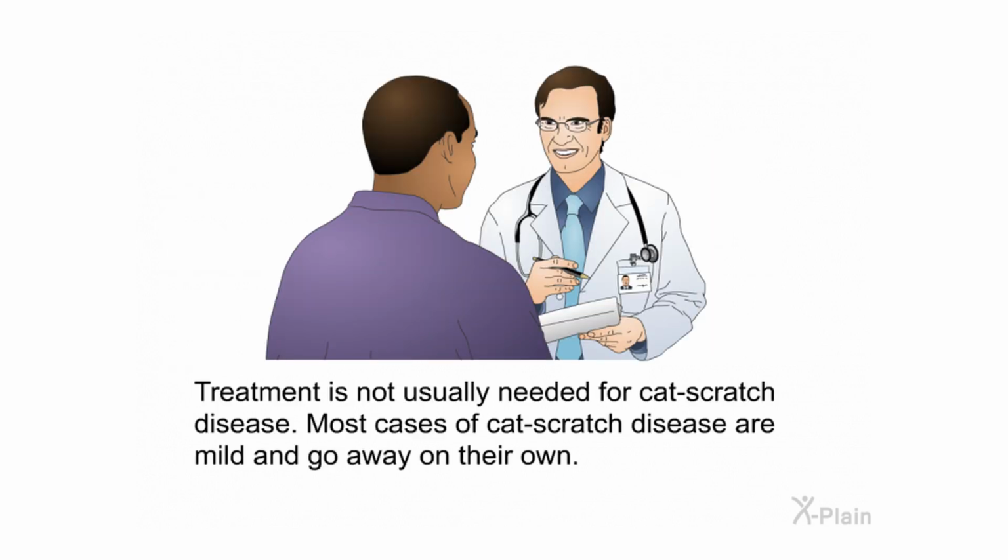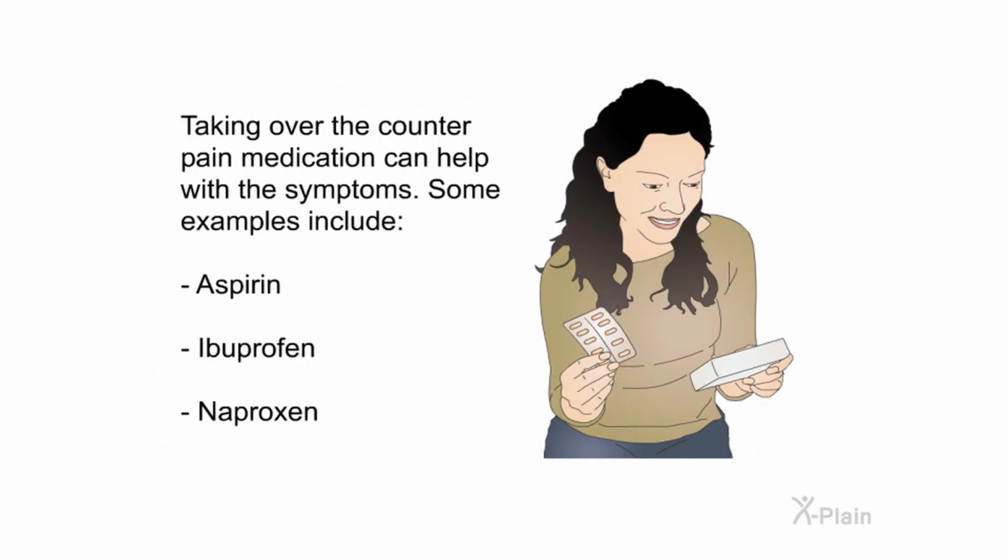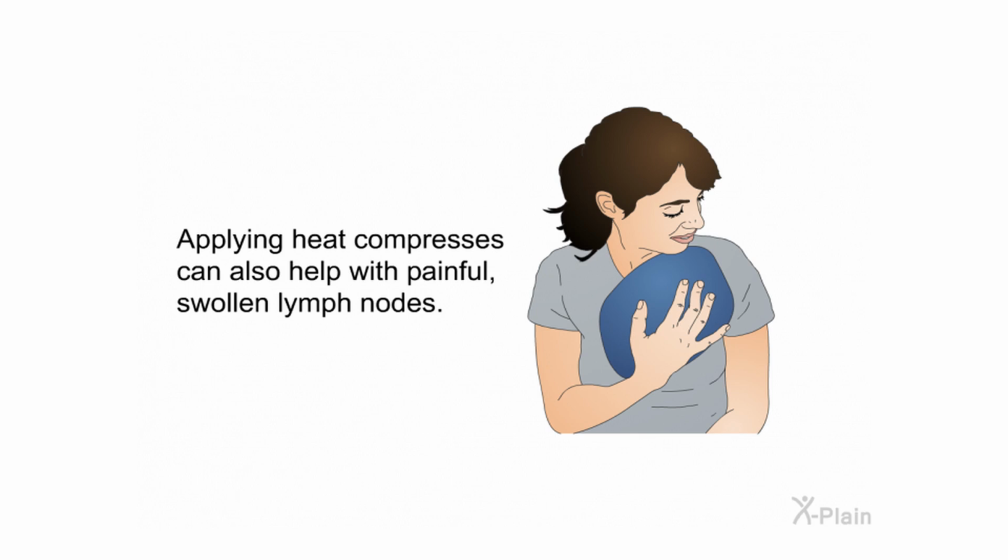Treatment. Treatment is not usually needed for cat scratch disease. Most cases of cat scratch disease are mild and go away on their own. Taking over-the-counter pain medication can help with the symptoms. Some examples include aspirin, ibuprofen, naproxen. Applying heat compresses can also help with painful, swollen lymph nodes.